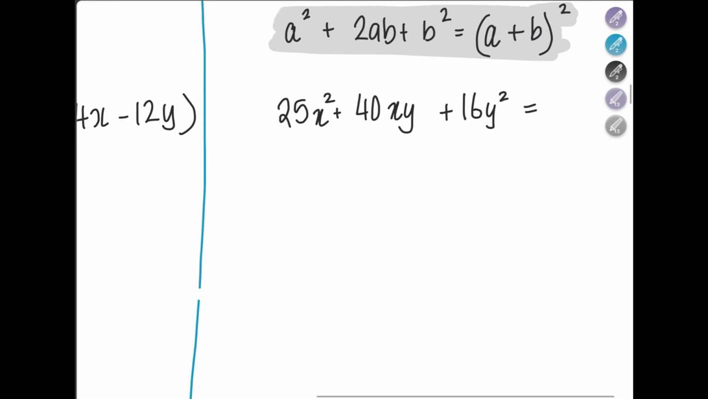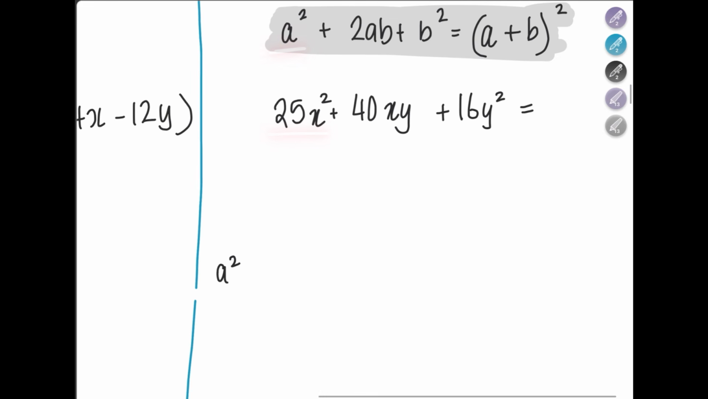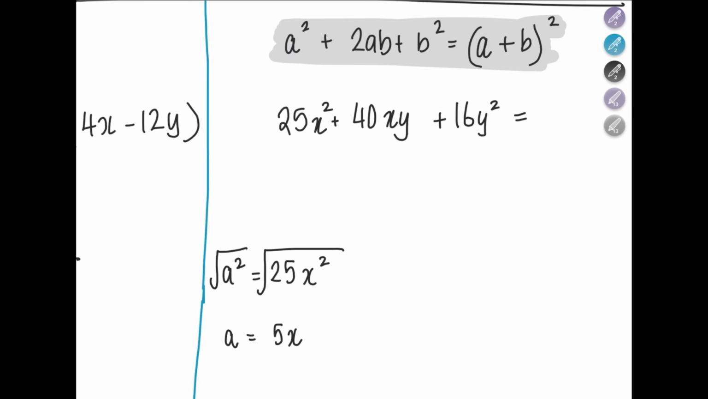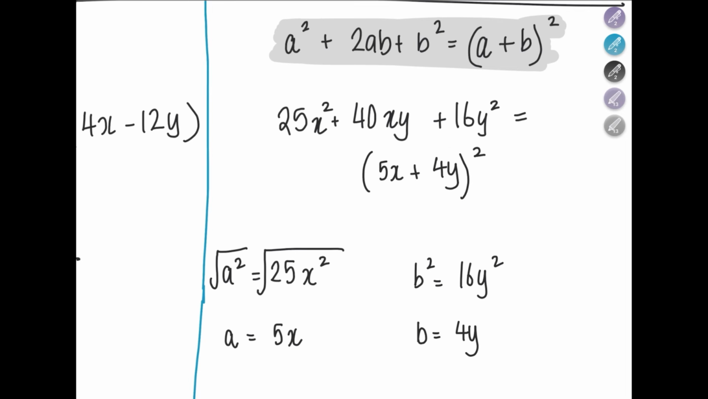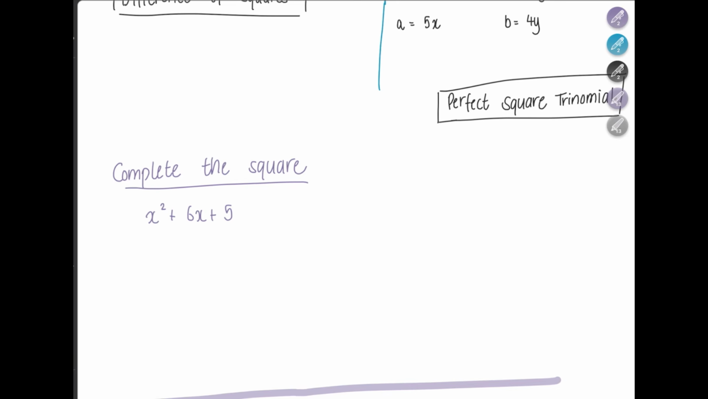So first, let's identify what is a. Here we know a squared equals 25x squared. So to find a, you have to square root both sides, and you'll get a equals 5x. What about b squared? b squared is going to be 16y squared. Therefore b equals 4y. So now a plus b whole squared. What is a? a is 5x plus b. What is b? That is 4y, and then square this. So that's your factored expression.